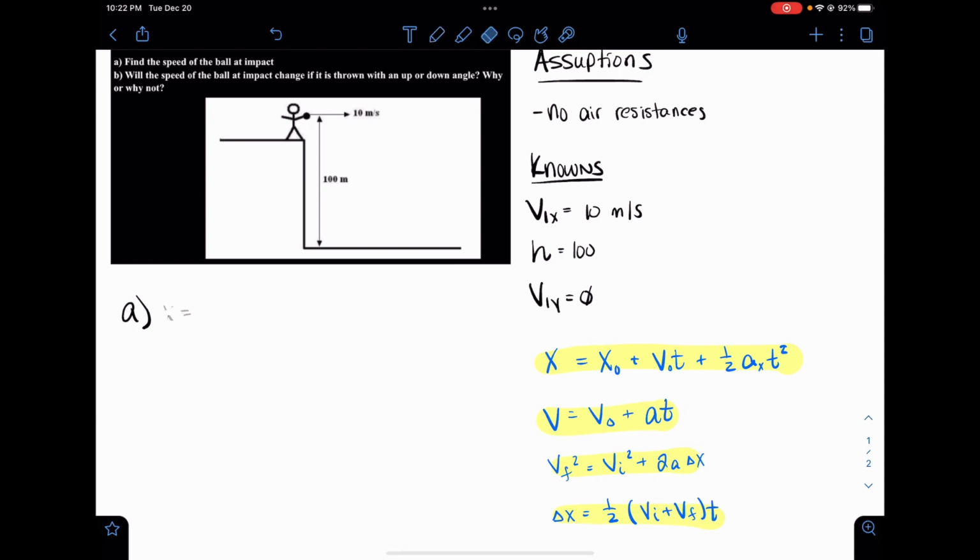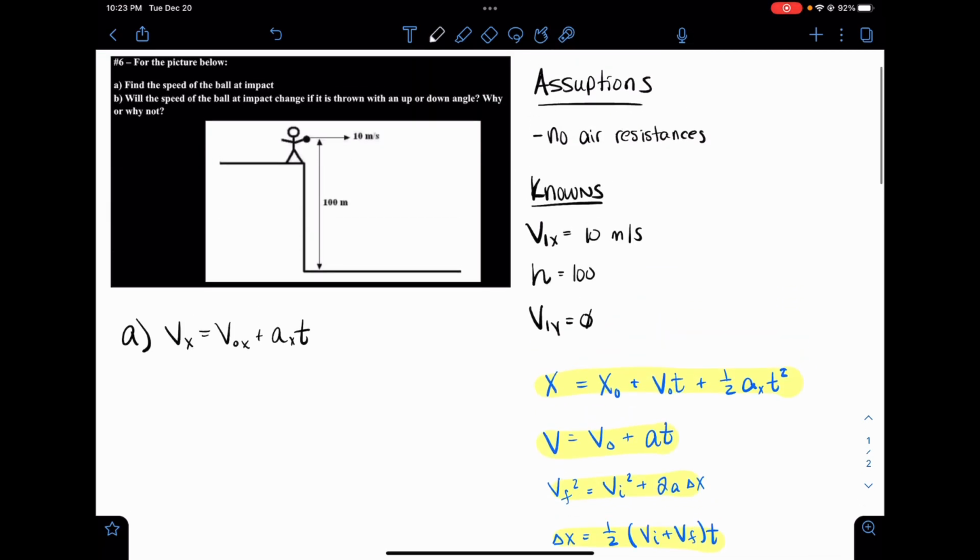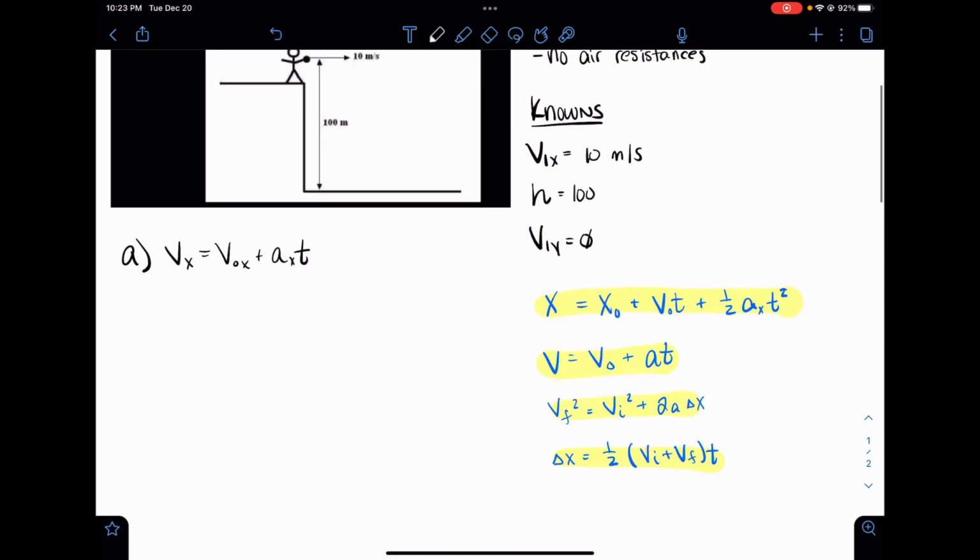If we're just looking for speed, we can start with velocity in the x direction equals velocity starting in the x direction plus acceleration in the x direction times time. It's worth noting that there is no acceleration in the x direction because we are assuming that there is no air resistance. That means if something is thrown with a starting horizontal speed in any kinematics free-for-all projectile problem, the velocity final will still equal the velocity initial, which in this case is 10 meters per second.